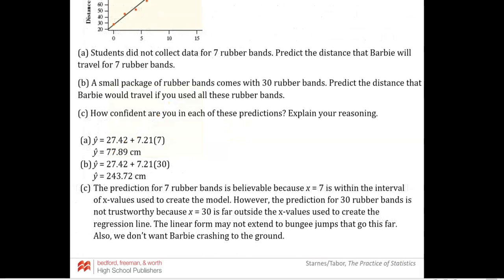We can come up with a number. You say, oh yeah, 243.72 when you plug it in, but 7 is within the interval, and 30 is extrapolation. It's way outside the interval, so we are not as confident about that prediction. In fact, it's probably not going to be accurate.